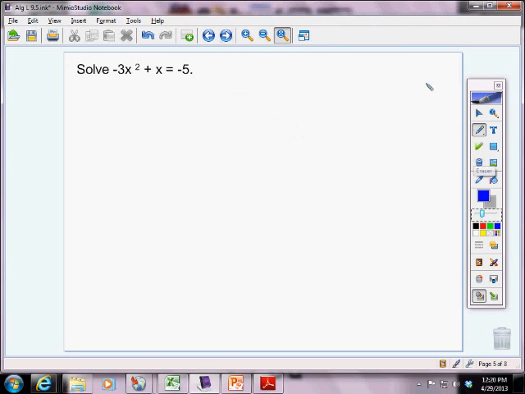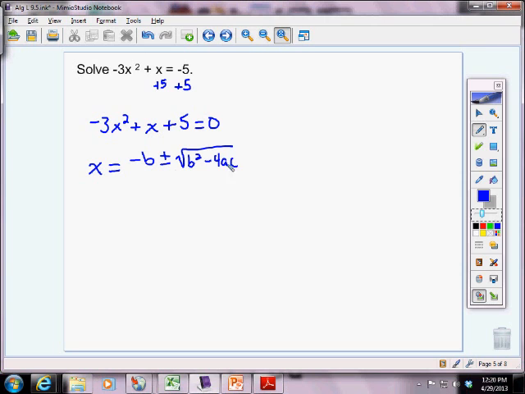All right, let's try another example. Solve negative 3x squared plus x equals negative 5. Remember, we can't do that until we put it in standard form. So we're going to add 5 to both sides. Negative 3x squared plus x plus 5 equals 0. x equals negative b plus or minus the square root of b squared minus 4ac, all divided by 2a.